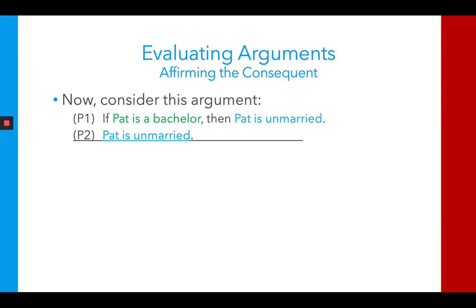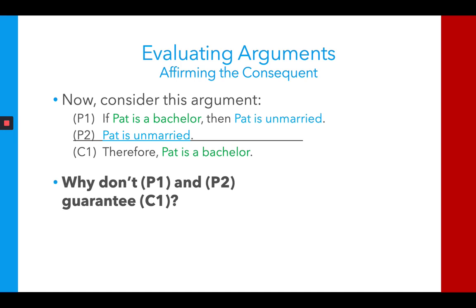But here's another argument, right? Growing up, I had a friend named Pat. Say I give you this argument about Pat. Say if Pat is a bachelor, then Pat is unmarried. Say Pat is unmarried. It's tempting to conclude what? Tempting to conclude that Pat is a bachelor. Why don't the premises guarantee the conclusion? What's wrong here?